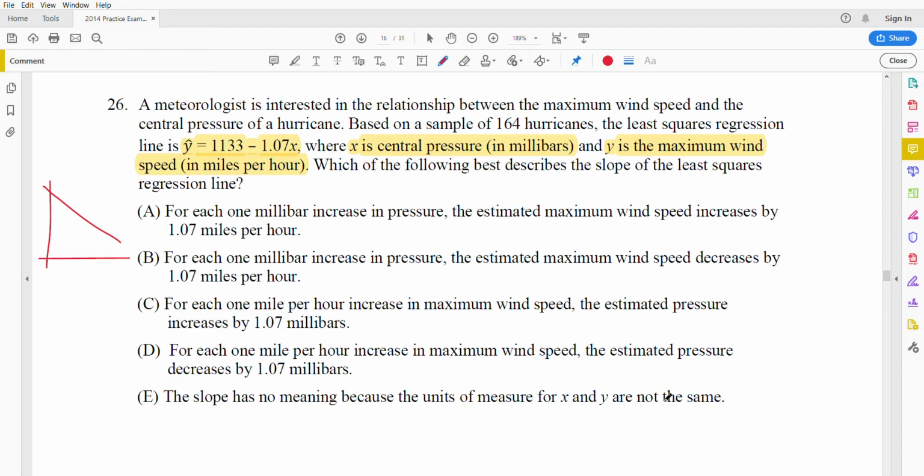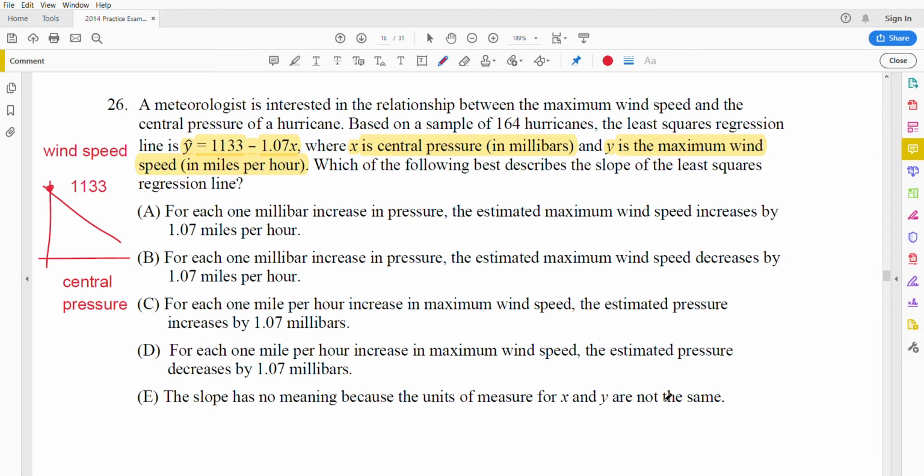The x variable is central pressure, so let's go ahead and label that there. The y variable is maximum wind speed, so we're going to go ahead and write that up there. Now the intercept is 1,133, so we can go ahead and label that part of our sketch as having a height of 1,133.